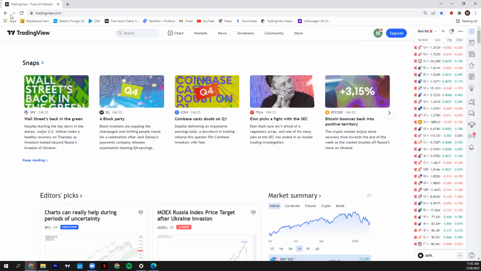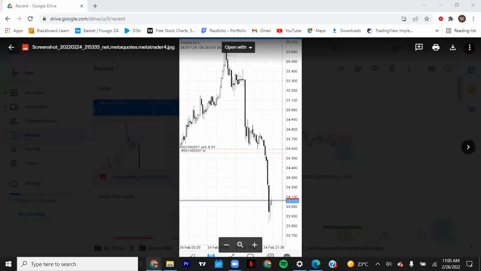The first pair that I want to look at is silver. Let's start off with the indices. Before I move forward with this, let me quickly show you the trade that I took with silver. Let me quickly share my screen with you guys. So this is silver. This is the trade that I took.